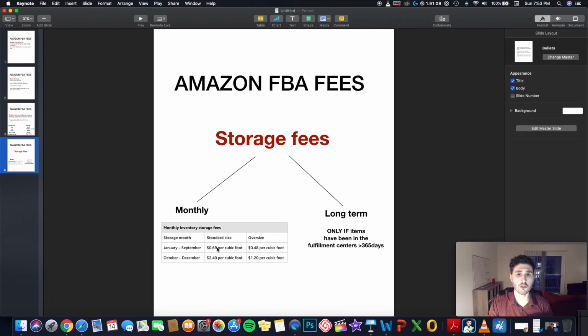So that's it. I wanted to make this overview of all these fees, because I think it's very important to have a clear understanding of how all those fees work, so you won't have any surprises when you see your payment report.